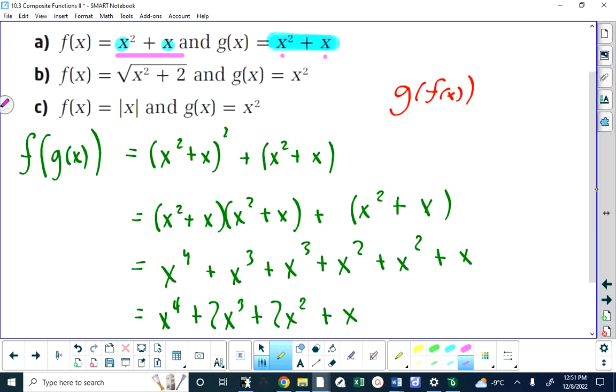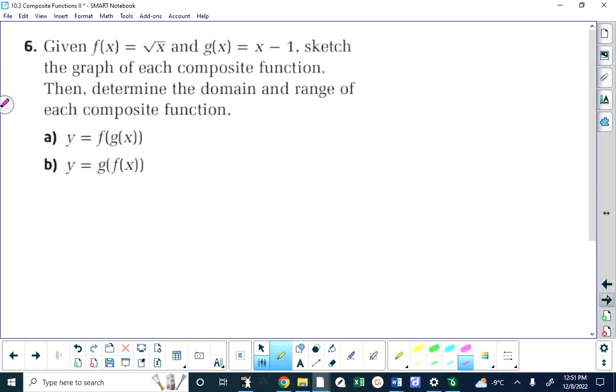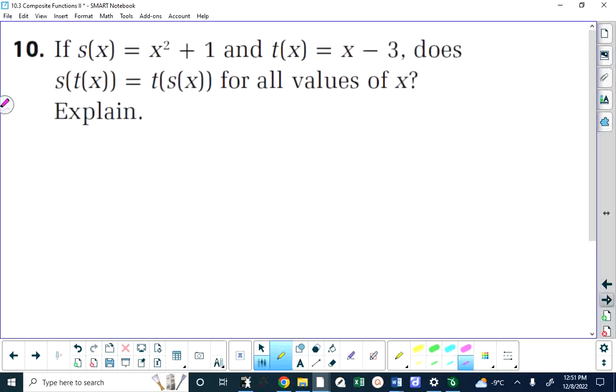Go ahead, Sasha. 10. Okay, let's take a look at number 10. Interesting question. So you have s of x equals x squared plus 1, and you have t of x equals x minus 3. And it's a little bit wonky because we're not seeing f and g and h and those typical letters. We're seeing s and t. But you're asked, is s of t of x the same as t of s of x?